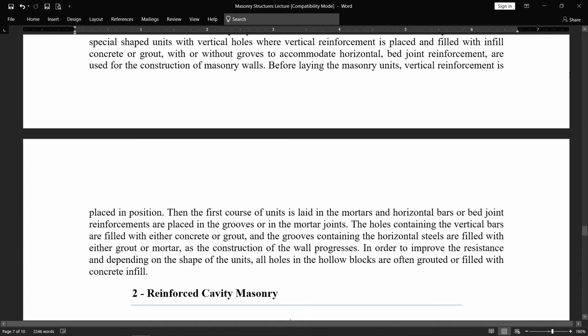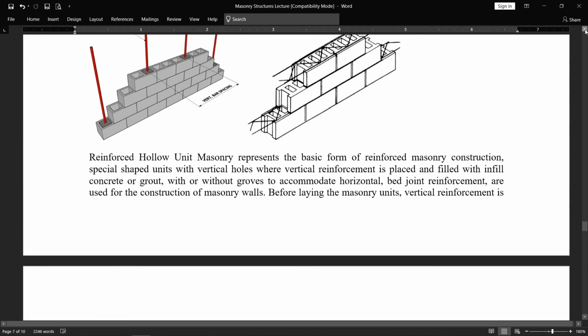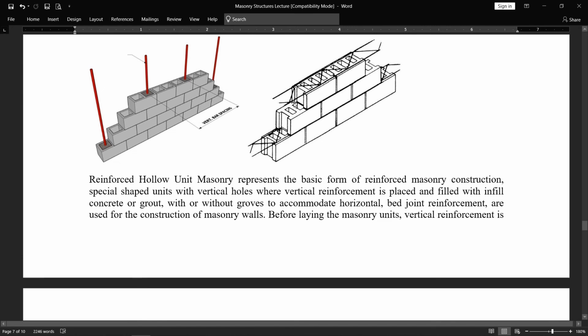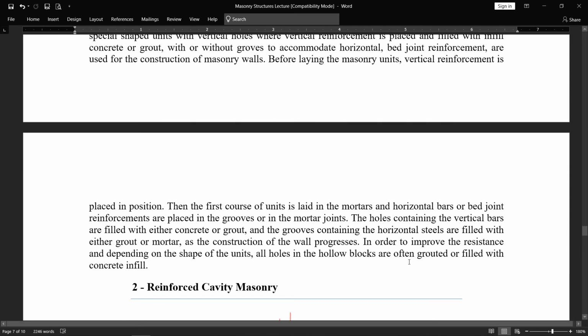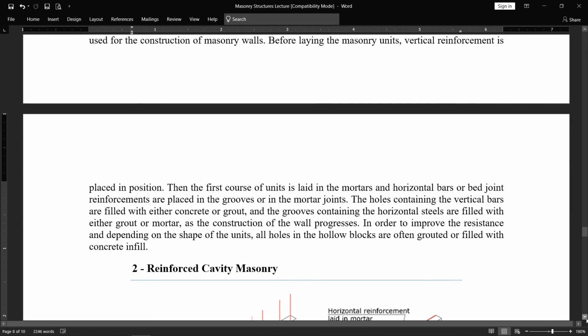So there are basically two types of reinforcement. Vertical holes are filled with concrete or grout, and for the horizontal reinforcement, you develop a groove so that you place the reinforcement and then place the mortar, either grout or mortar, as the construction of the wall progresses. In order to improve the resistance, and depending upon the shape of units, all holes in the hollow blocks are often grouted or filled with concrete infill. So to improve the resistance, we fill the holes with concrete or grout.